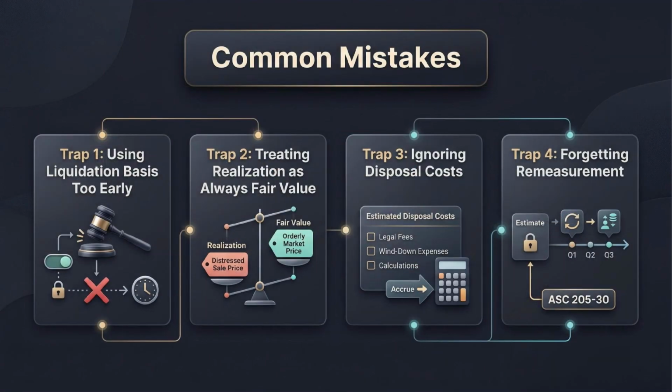Now let's protect ourselves from common mistakes. Mistake 1. Using liquidation basis too early, just because the company is struggling. Mistake 2. Treating expected realization as automatically equal to fair value. Mistake 3. Ignoring disposal costs, which can overstate net assets available for distribution. Mistake 4. Forgetting remeasurement, as if the first estimate is sacred forever. In real accounting, facts move. Asset sale estimates change. Liability settlements change. Wind down costs change. Liquidation basis must reflect those changes at each reporting date.